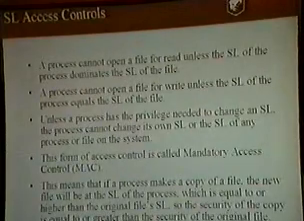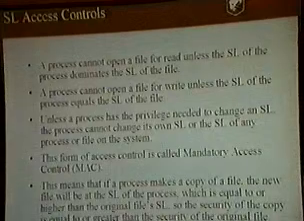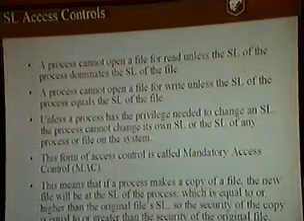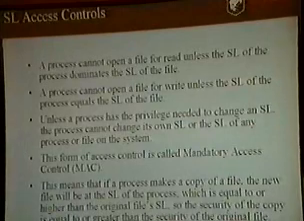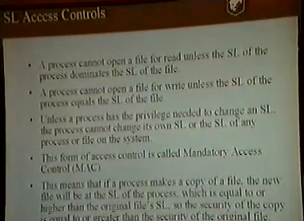Now, how does all this work? How does mandatory access control do things with these concepts of domination? First is that a process cannot open a file for read unless the SL of the process dominates the SL of the file, which is all the little domination rules that I explained before. And a process cannot open a file for write unless the SL of the process equals the SL of the file.